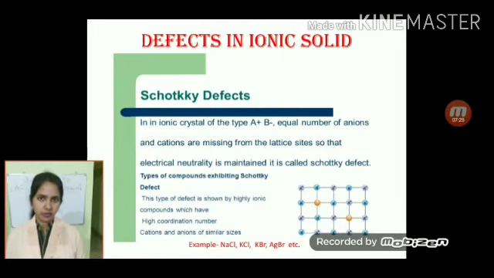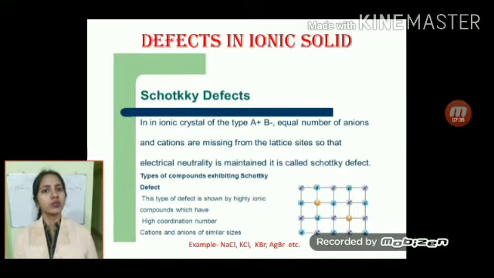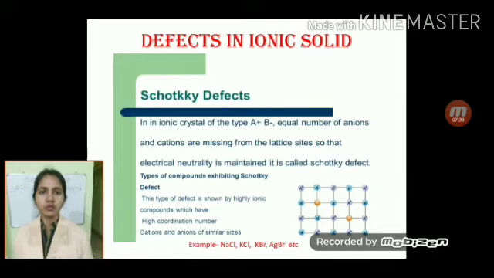Defects in ionic solid. So last time we discussed the defects in the non-ionic solid. Now here we will discuss the defects in the ionic solid. In case of ionic solid, there are two types of defect, Schottky defect and Frenkel defect. So first we will discuss the Schottky defect.